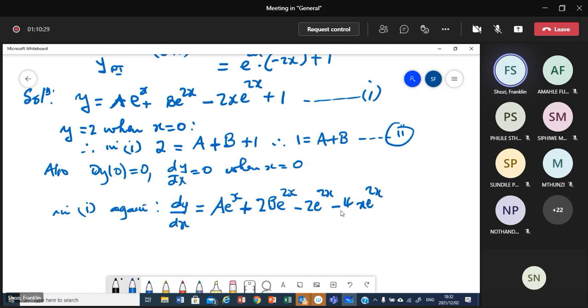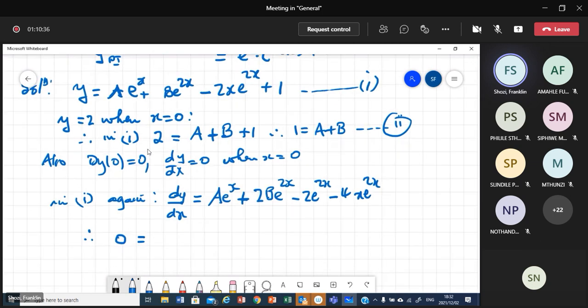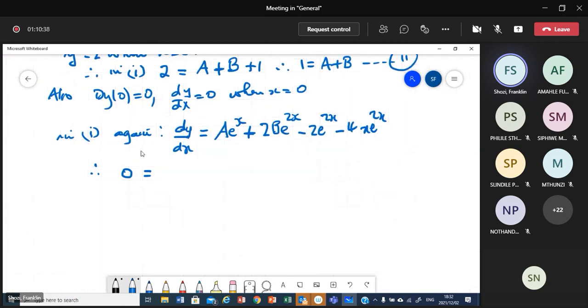And do the substitution. dy/dx is 0. Therefore, 0, which is dy/dx as given, is equal to a, still x is 0. It becomes 0. 2b, x is 0, that will be 0. Minus 2, x is 0 here, that will be 0. And that is 2, it's a plus 2b. I call this one my equation 3.